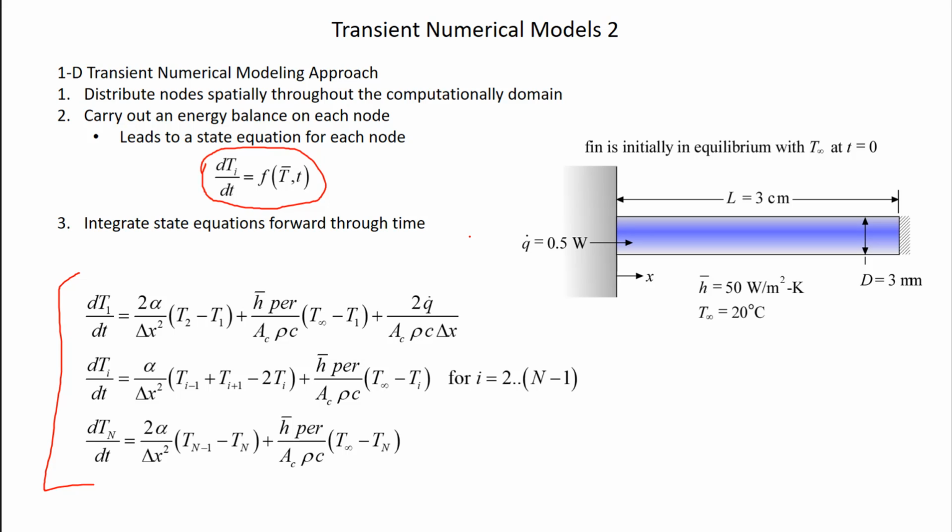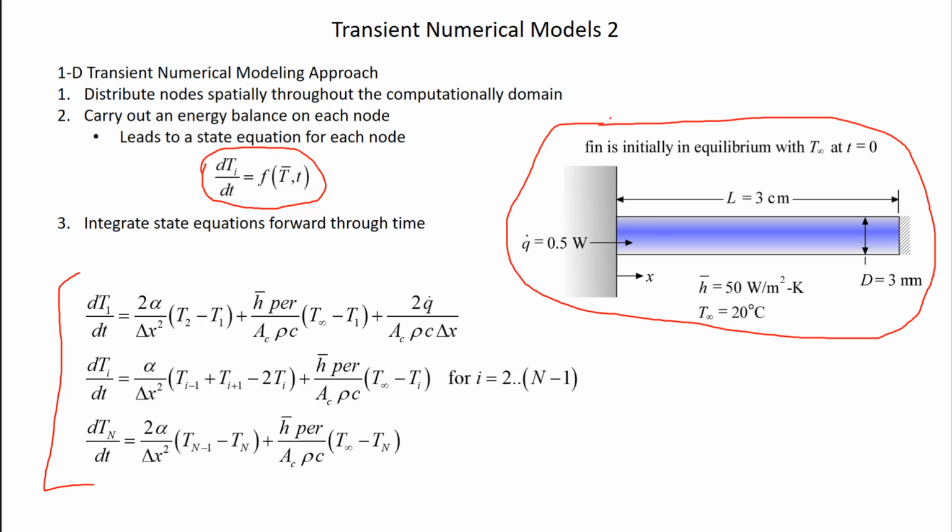And then we are now talking about different ways that we can integrate this set of state equations forward through time. So these are the state equations that are associated with this problem over here, which is a fin that's starting up from being in equilibrium with its surroundings. All right, so last time we talked about Euler technique, which is a pretty easy technique. It's an explicit technique, and it's first order.